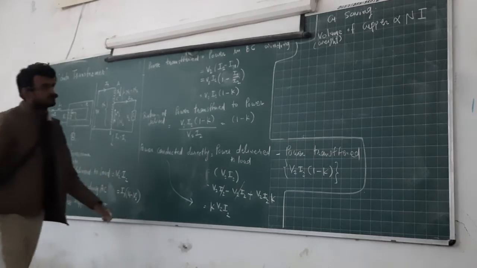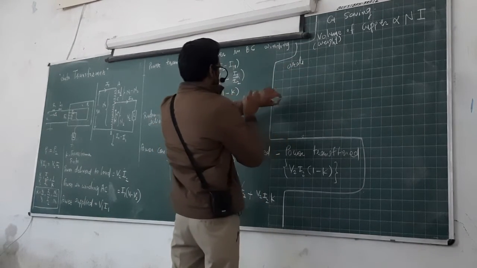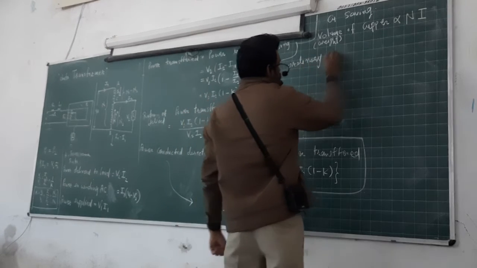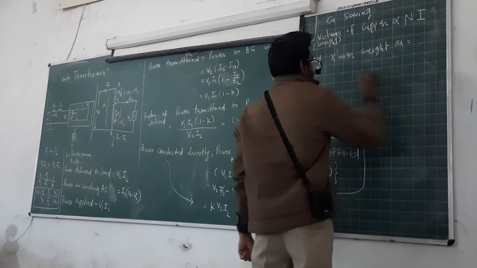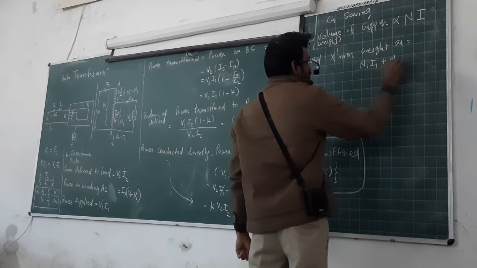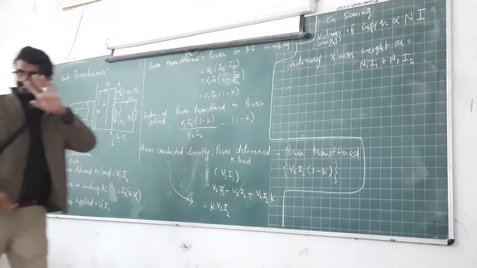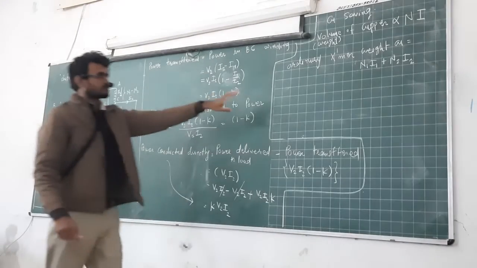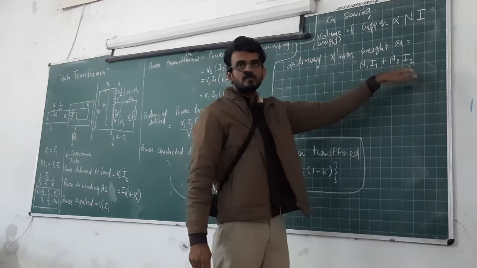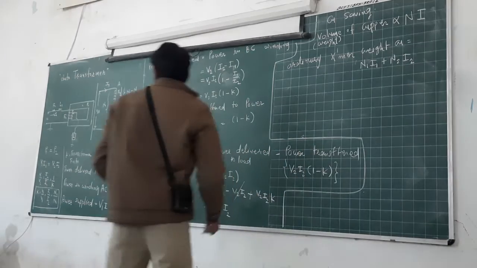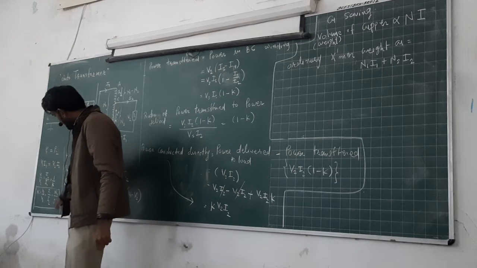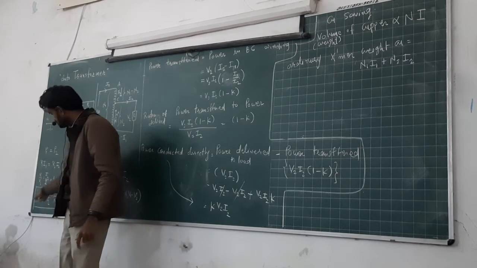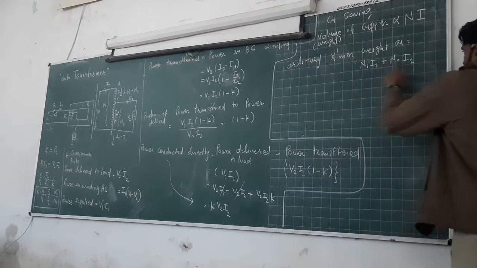Now, in an ordinary transformer, the weight of copper is proportional to N1 I1 plus N2 I2, right? Two windings are there: the number of turns on the primary winding with its current, and the number of turns on the secondary winding with the current flowing through it. I can use the transformation relation here. See here, N1 I1 is the same as N2 I2.